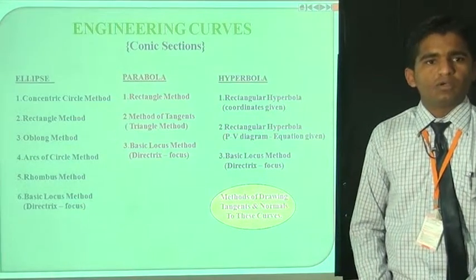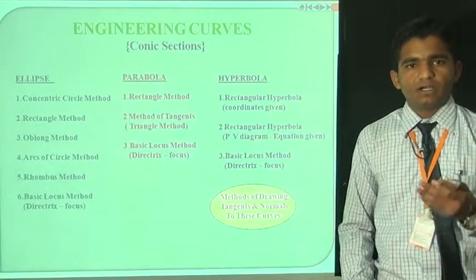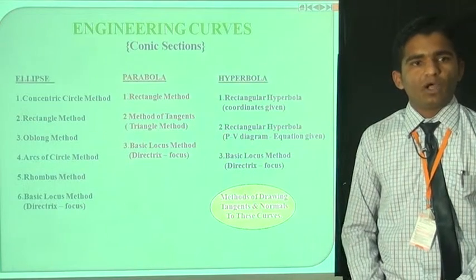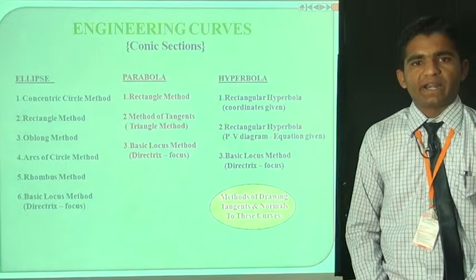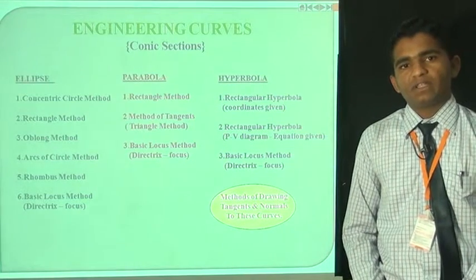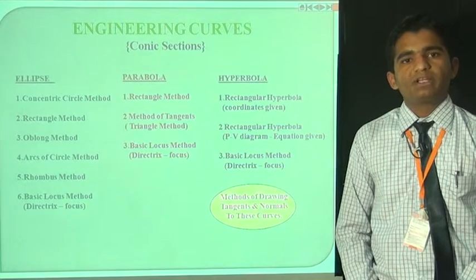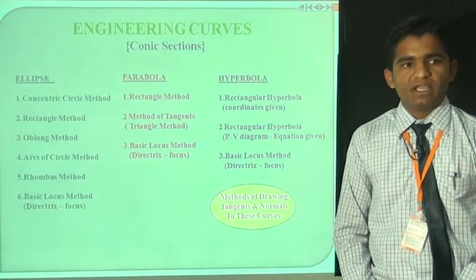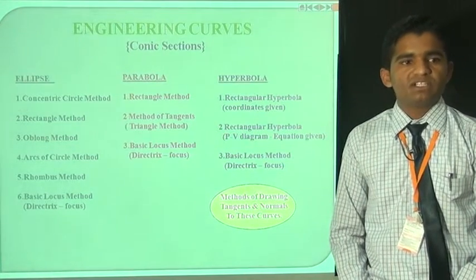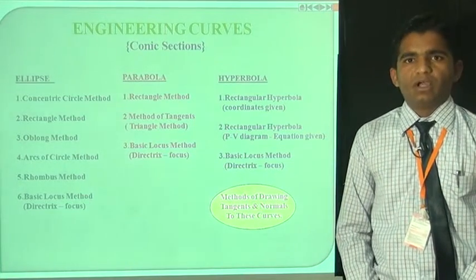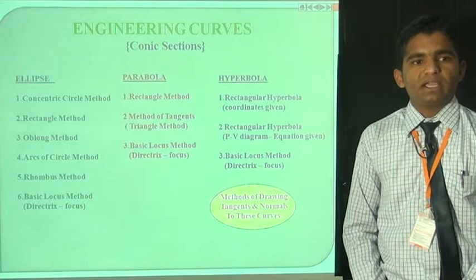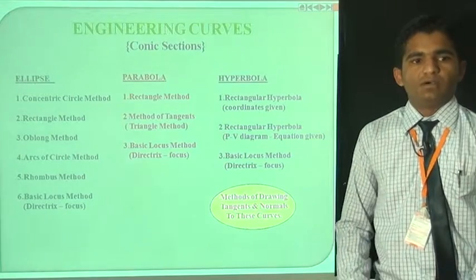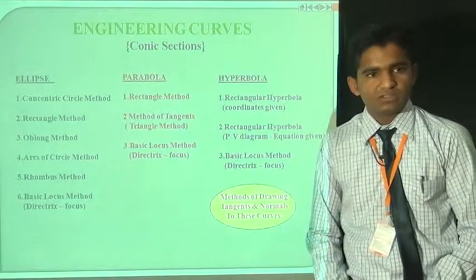Now first of all, let's discuss once again the different conic sections. Ellipse: there are 6 methods available to draw an ellipse: concentric circle method, rectangle method. In rectangle method there are 2 methods: rectangle or oblong method, and oblong method by parallelogram, and then arcs of circle method, and then rhombus method, and the last one is focus and directrix method. Second one is parabola. Parabola can be drawn by 3 methods: rectangle method, method of the tangent, and the last one is the method of the locus.